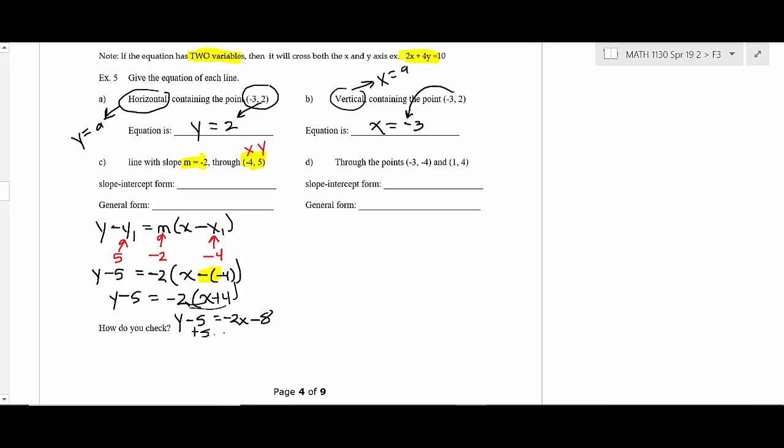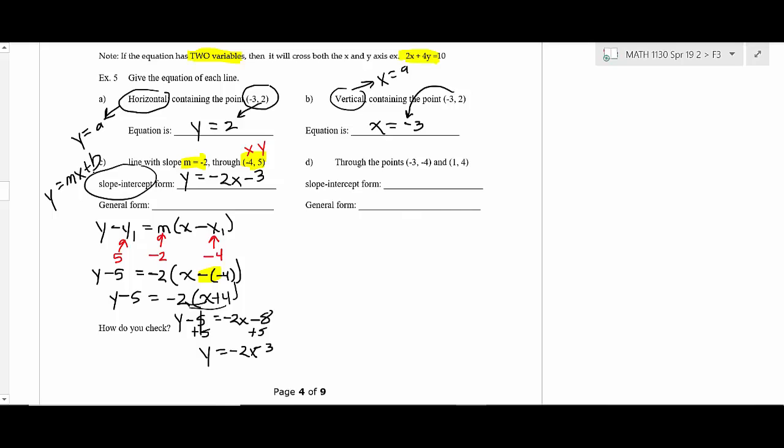Then I'm going to add 5 to both sides. So I get y is equal to -2x minus 3 would be the answer to the problem. Okay, so if I say slope-intercept form, that means that you're looking at y equals mx plus b like that.